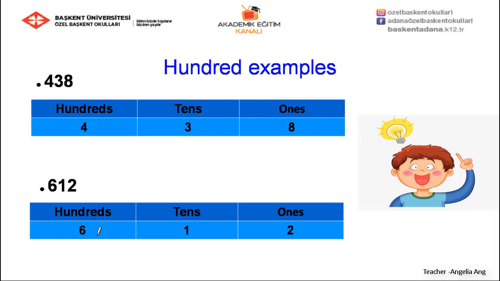Here are some 100 examples. Let's see the first examples. 438. It breaks down into 4 hundreds, 3 tens, and 8 ones.